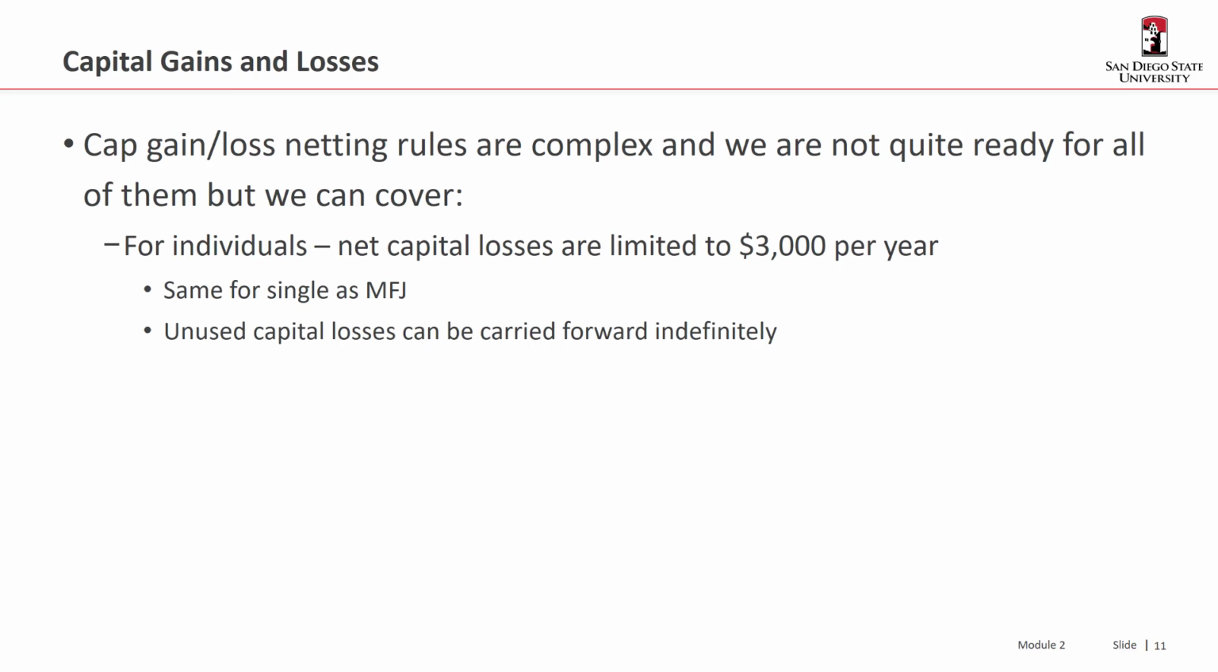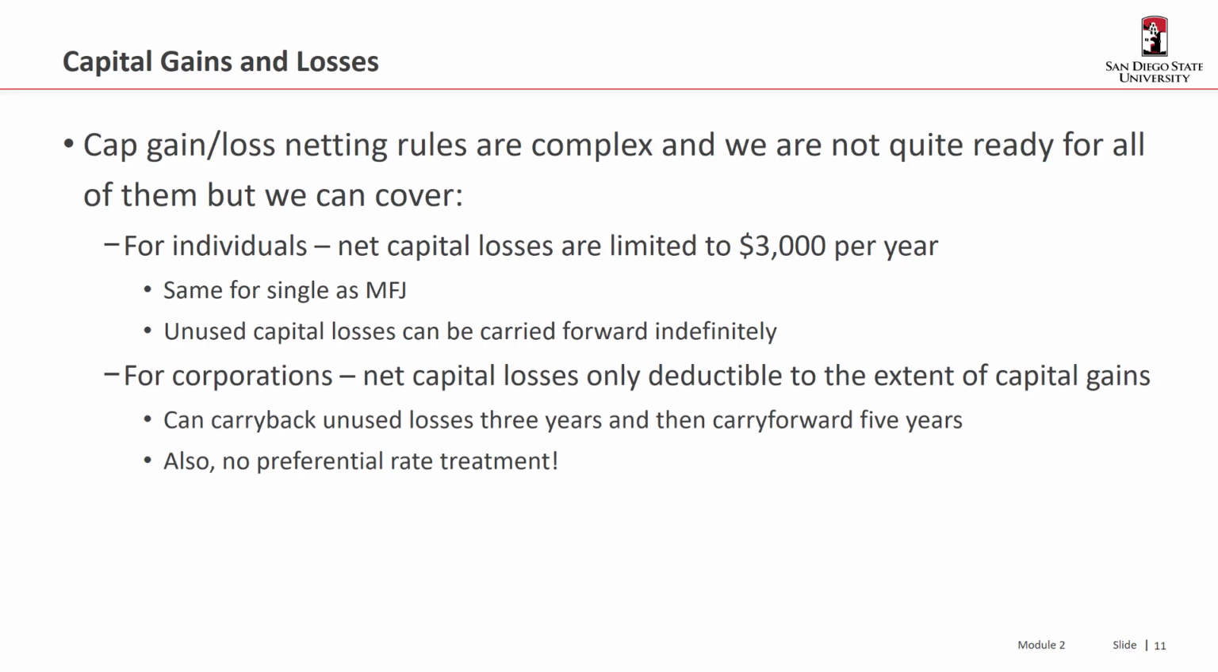So again, for individuals, net capital losses are limited to $3,000 per year. That's the amount you can offset ordinary income. And that's the same if you're single, married filing joint, head of household, etc. Unused capital losses are carried forward indefinitely. For corporations, net capital losses are only deductible to the extent of capital gains. There's a carry back period for 3 years and then a carry forward for 5 years. And note that there is no preferential rate treatment for corporations and capital gains and losses.